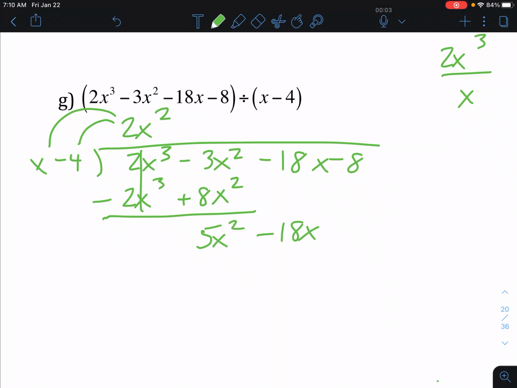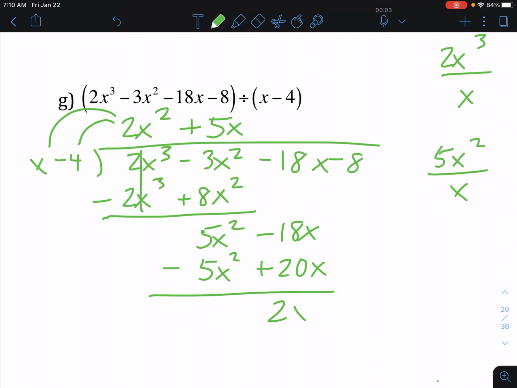And start again. First term divided by first term. That'll be 5x. So put a plus 5x. Remember, we don't leave a blank space. And then multiply twice. 5x times x. And 5x times negative 4. And subtract to change the signs. That'll be 2x. Bring down your minus 8.